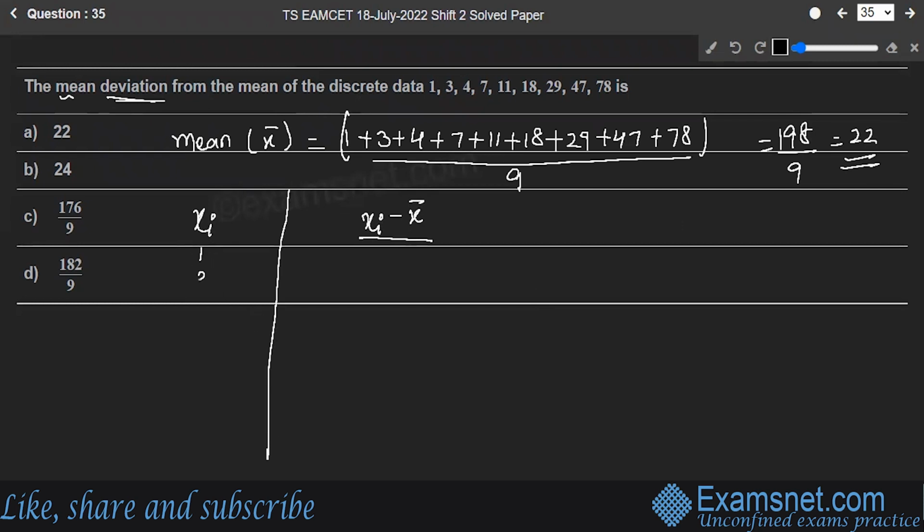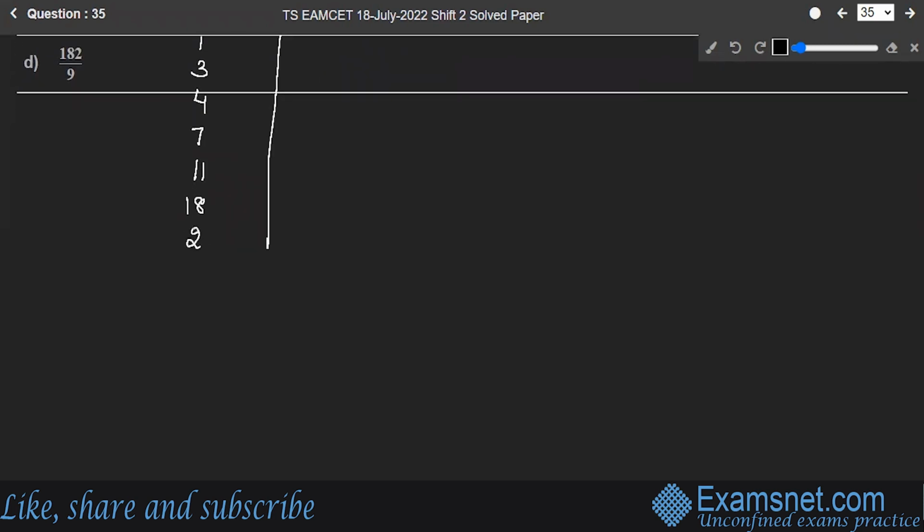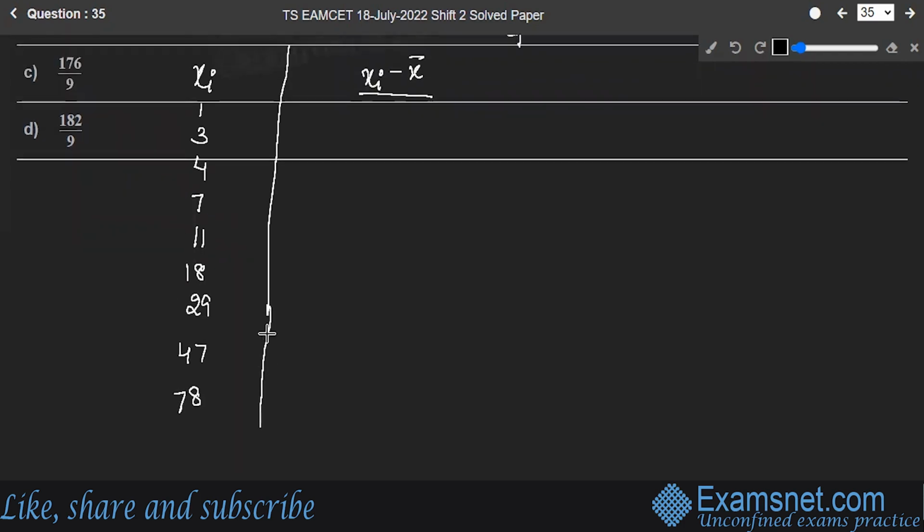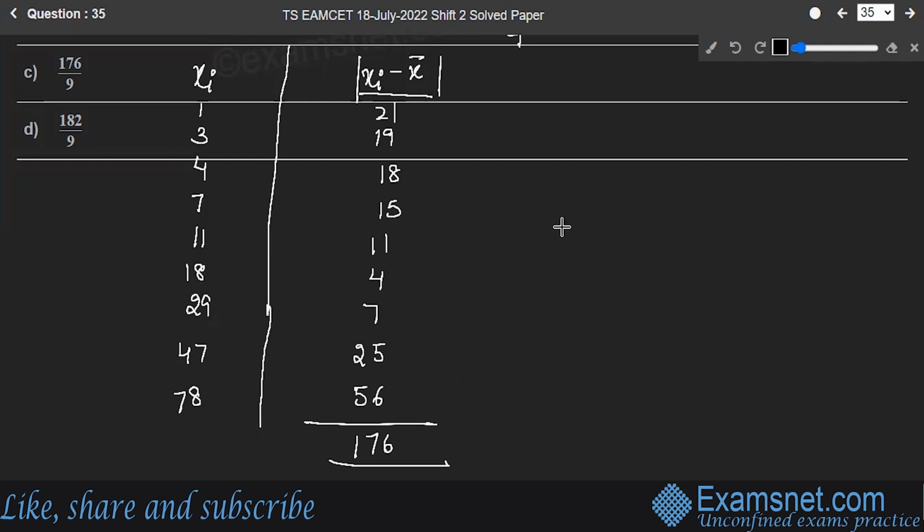So these are the values: 1, 3, 4, 7, 11, 18, 29, 47, and 78. And the mean was equal to 22. So 1 minus 22 will give you minus 21, and mod of that will give me 21. Next will be 19, 18, 15, 11, 4, 7, 25, and 56. So we have to find the sum of it. You will get 176.